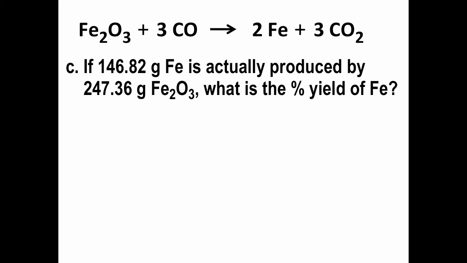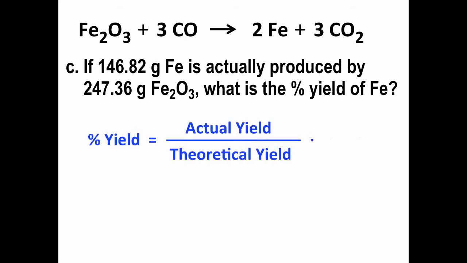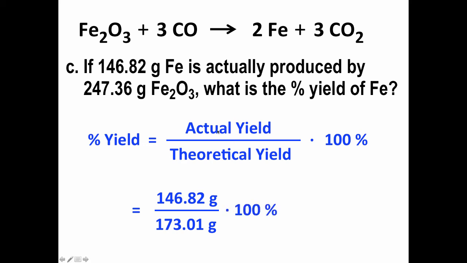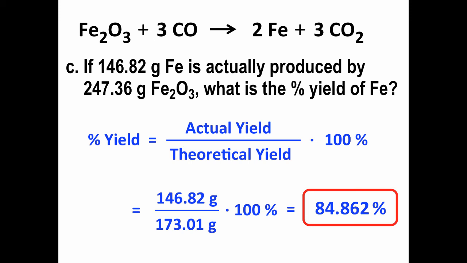In general, that's not what happens, and so we normally end up having a percent yield, which is our actual yield divided by our theoretical yield, or what we would potentially get if everything was perfect, and then we multiply by 100% to get percent. So in our case, our values are 146.82 grams for the actual yield, 173.01 grams for the theoretical yield, divide those and multiply by 100, and we get 84.862% for our percent yield.